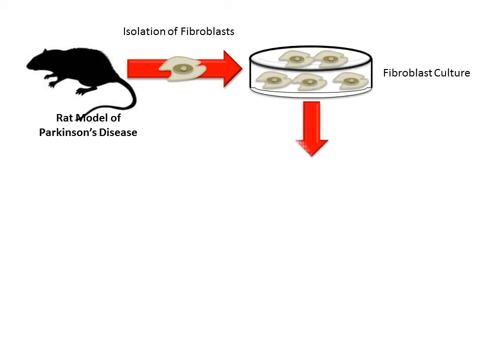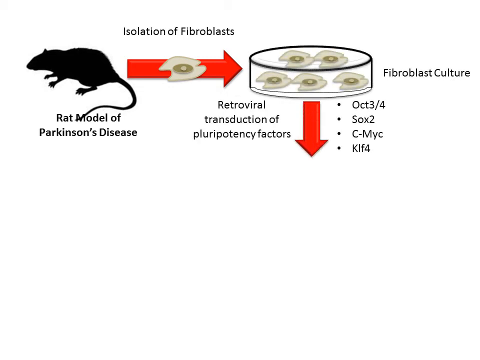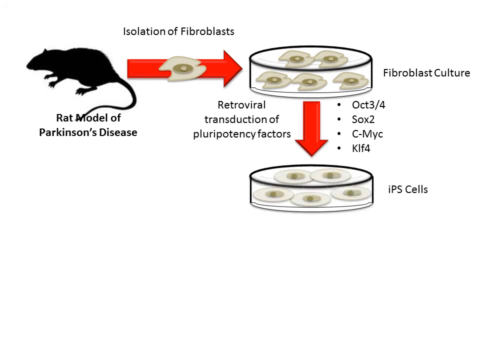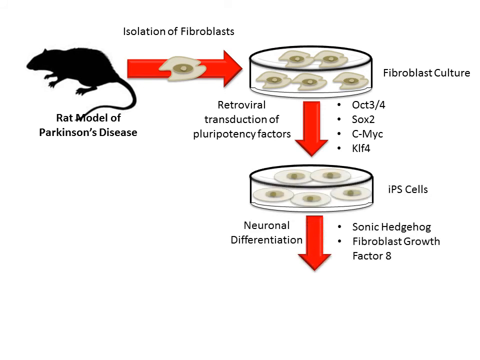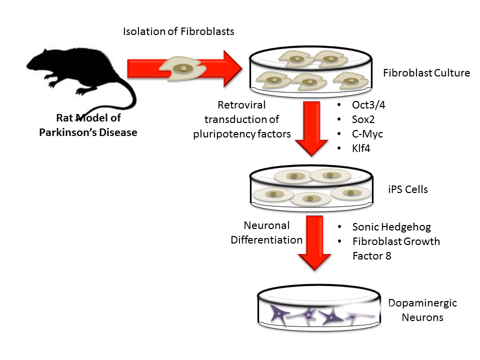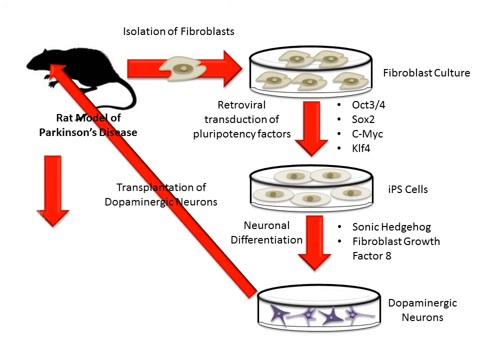iPS cell-derived dopaminergic neurons have demonstrated successful synaptic integration and innervation in a rat model of Parkinson's disease. Analysis of the iPS cell-treated rats demonstrated marked improvements in behavior and motor function.